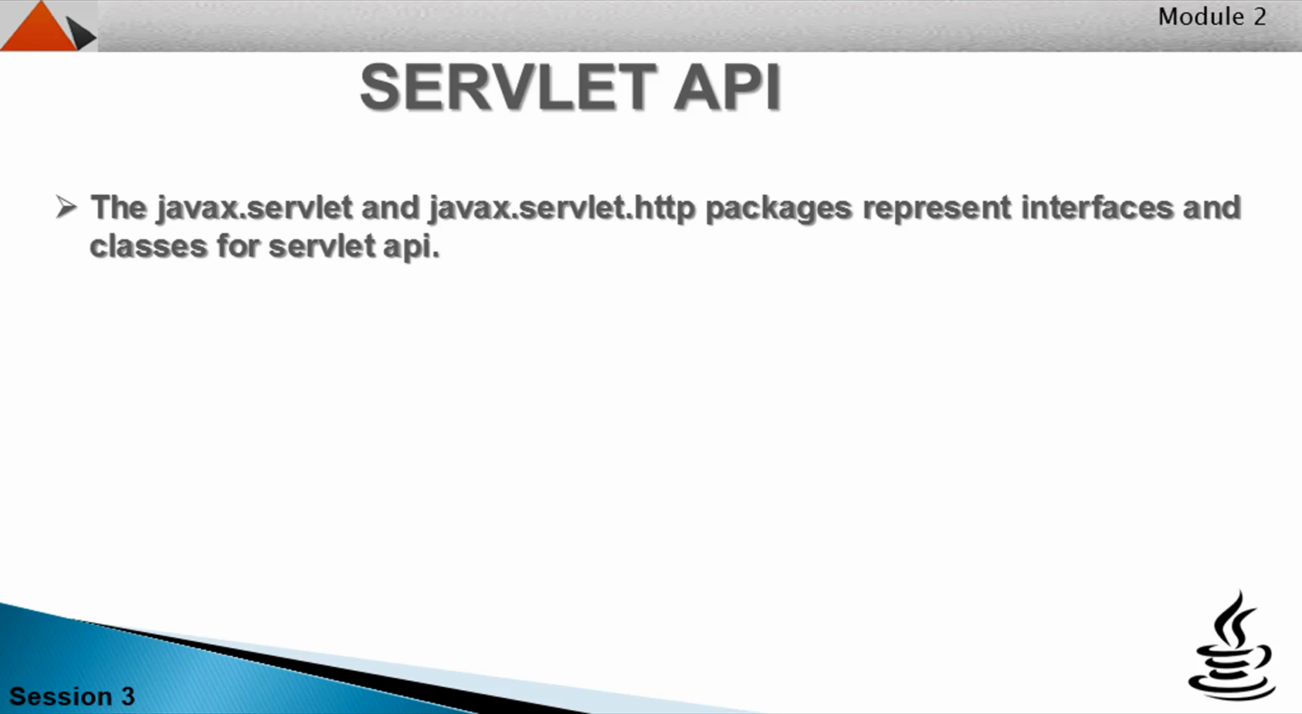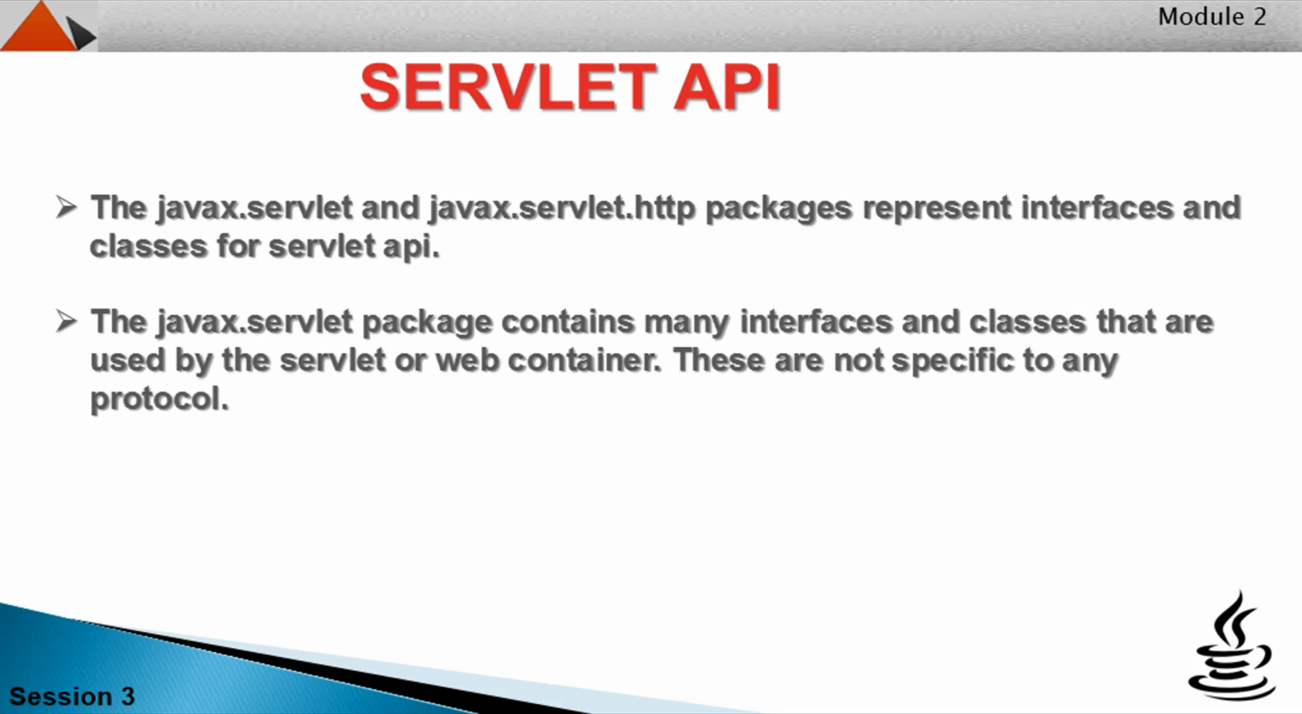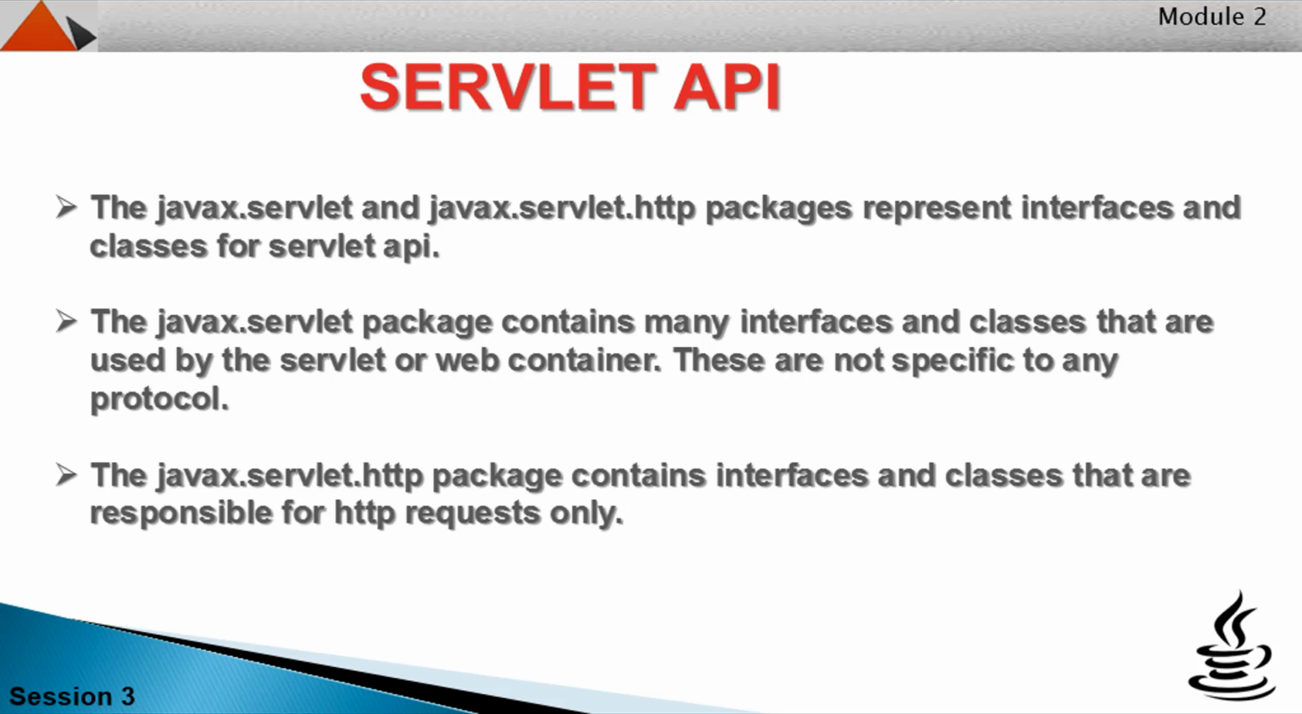Let's understand Java Servlet APIs. The javax.servlet and javax.servlet.http packages represent interfaces and classes for the Servlet API. The javax.servlet package contains many interfaces and classes that are used by the Servlet or web container. These are not specific to any protocol. The javax.servlet.http package contains interfaces and classes that are responsible for HTTP requests only.